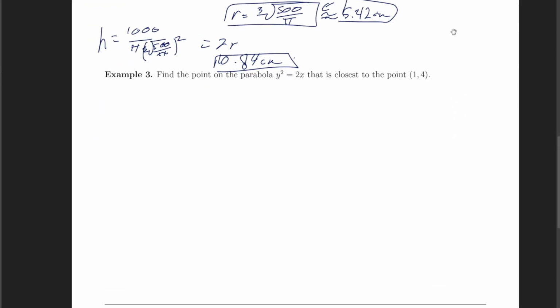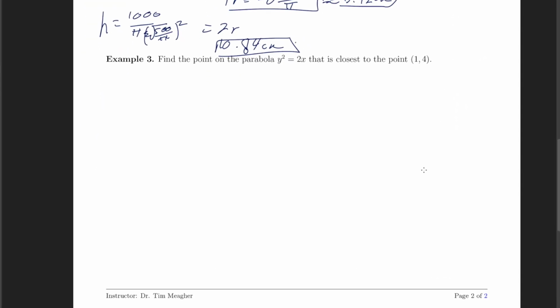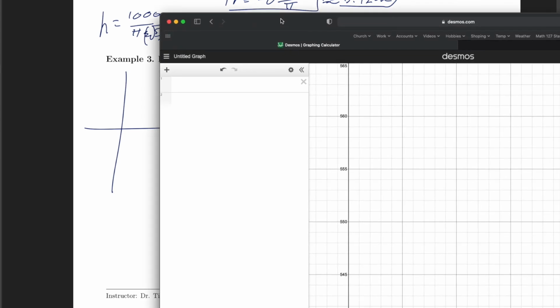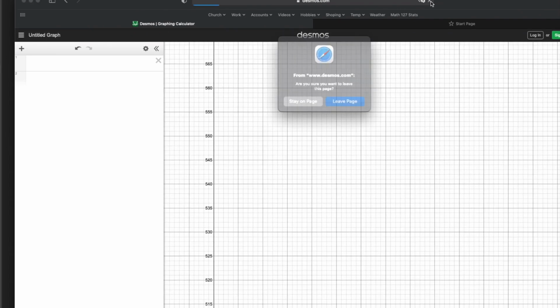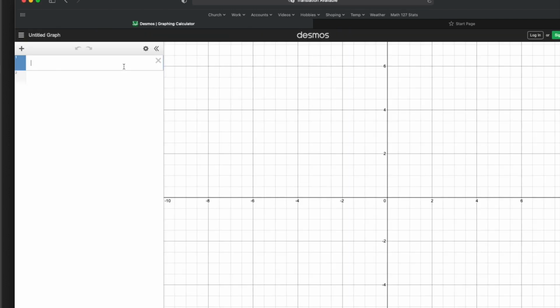All right, let's just do one more of these, and then we'll call it good. Find the point on the parabola that's closest to the point (1, 4). Let's start with a picture, and this time let's just use Desmos. I already have it up. Just reload it. Leave page. There we go.